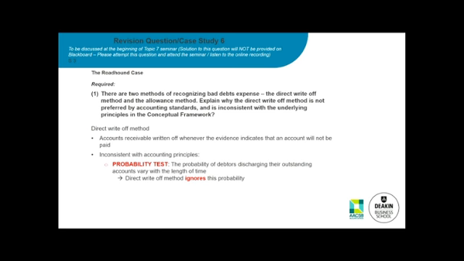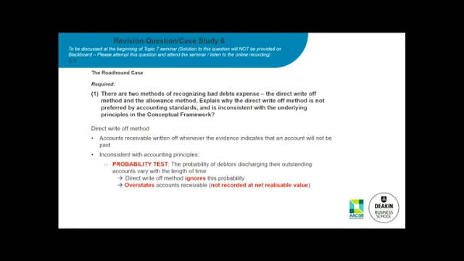So the direct write-off method ignores this probability. It overstates accounts receivable because you wait until the next accounting period. You don't write off your accounts receivable, right? You don't write off your asset. Under the direct write-off method, if you remember, we just basically reduce our accounts receivable. We debit the expense for the amount that we know we're not going to recover, and we credit our accounts receivable.